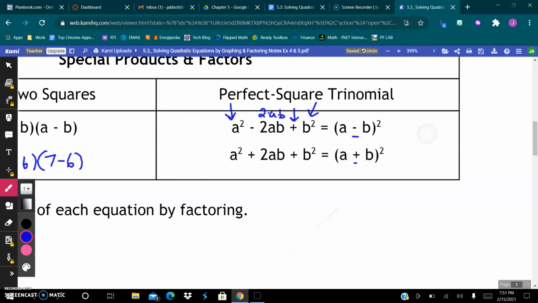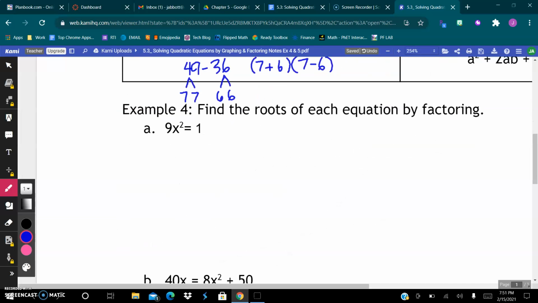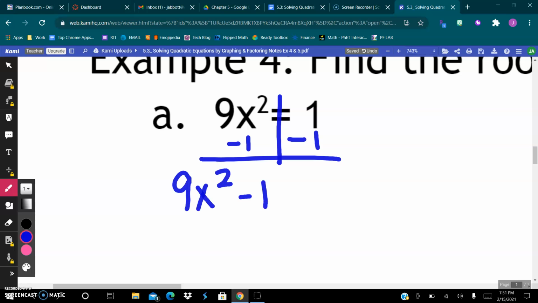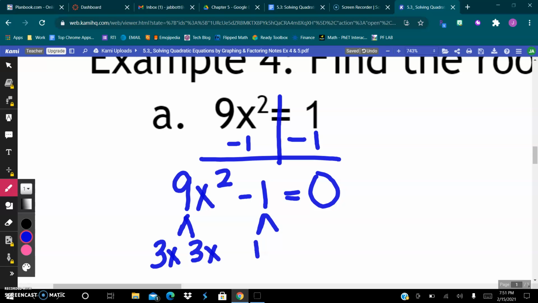So for my first example, we have 9x squared equals 1. We want it to equal 0. So I'm going to solve for 0, so I'm going to subtract 1. So I'm just going to write 9x squared minus 1, and 1 minus 1 is 0. I can take the square root of 9x squared, and when I do that, I get 3x. The square root of 9 is 3, and the square root of x squared is x. I can also take the square root of 1. 1 is 1 times 1.